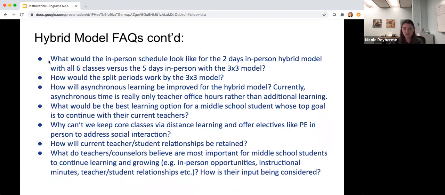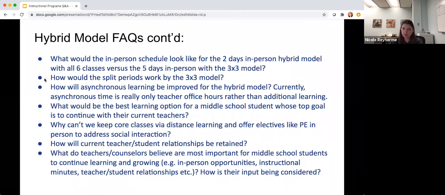It's a larger chunk schedule. So you will only go to a couple of your classes per day. In that model, you would only see your teacher in person for that particular class 1 day a week.